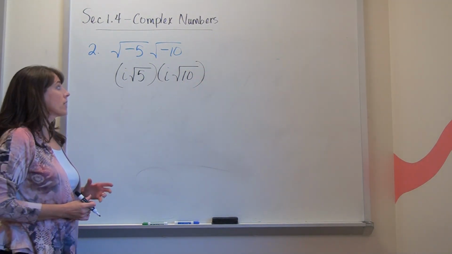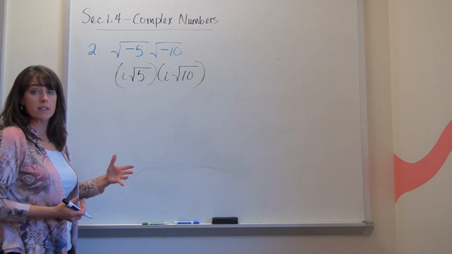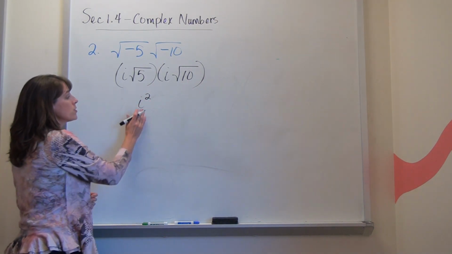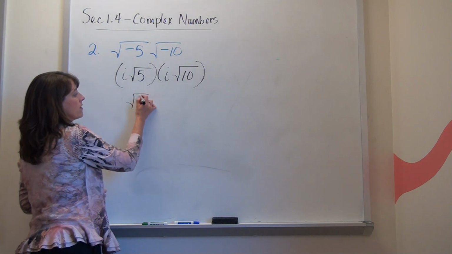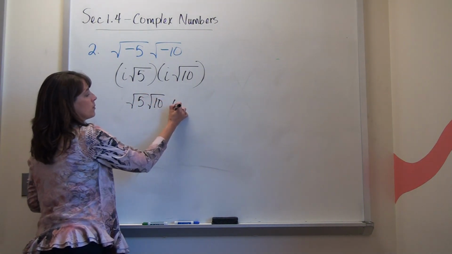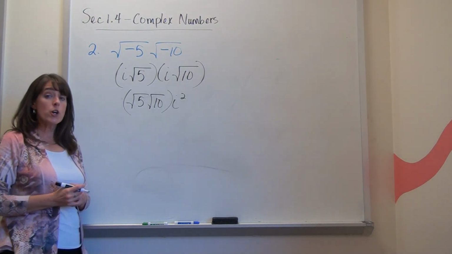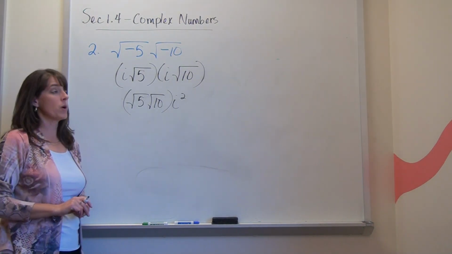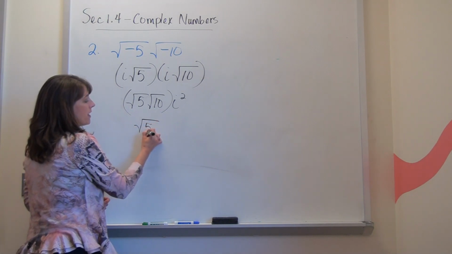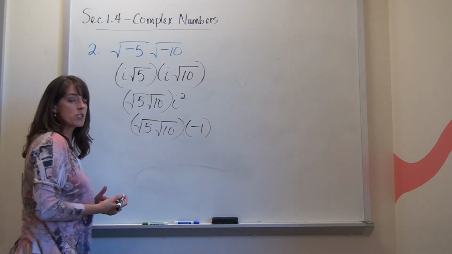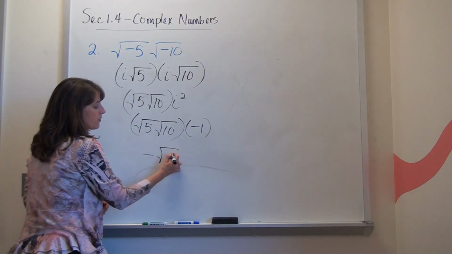And so now I know that I can multiply those two i's together because they're acting like variables right now. And i times i will be an i squared. I can also take care of the square root of 5 times the square root of 10, with that i squared in the back. And I know that i squared is a negative 1. So really I have the square root of 5 times the square root of 10, all multiplied by a negative 1, which essentially means I'm just going to put that negative out front.